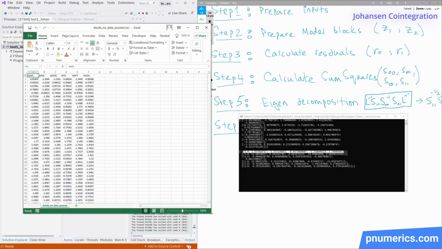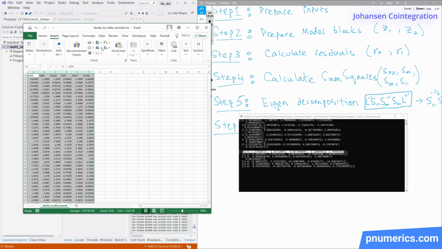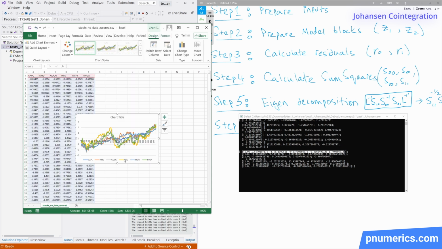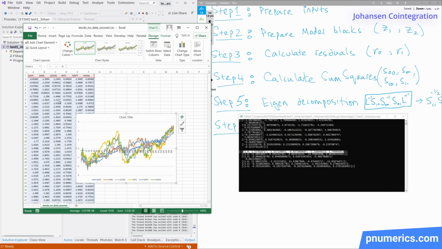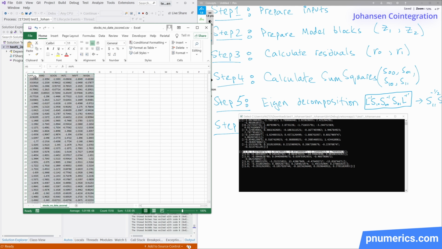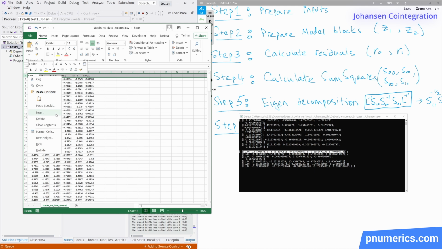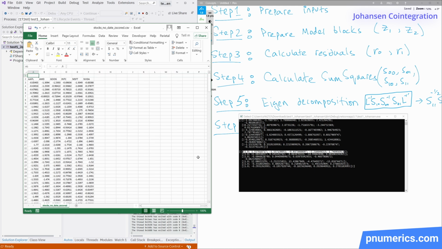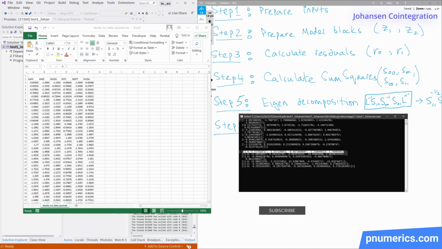Let's first plot this data set. So this is a time series in levels of a bunch of stock prices. Now, if we weight each of these by the weights that we just saw there, let's go ahead and do that. What we'll end up with is a stationary spread.